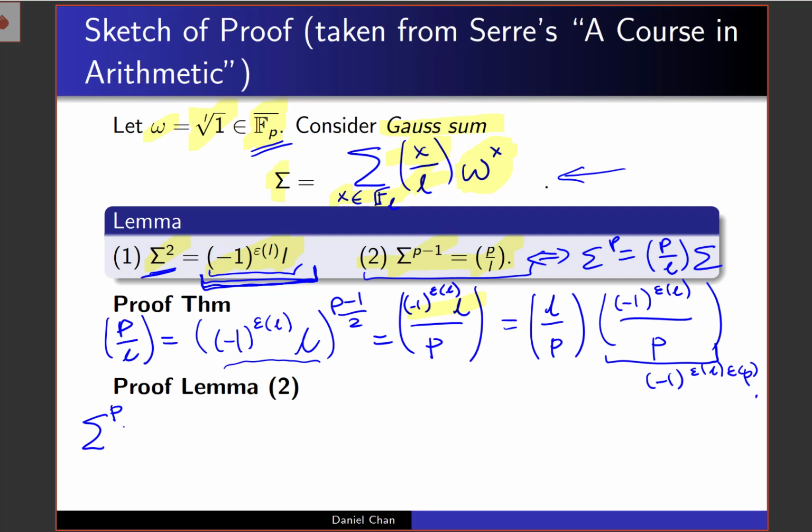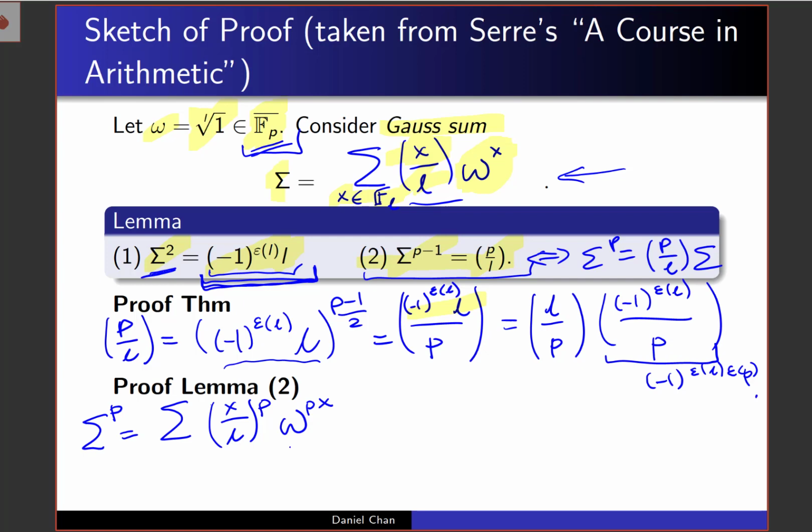Now the key point about the sigma to the p is here we're working inside this algebraically closed field of characteristic p. So you've got the Frobenius homomorphism. Since this is a ring homomorphism, to take the pth power of this, you just take the pth power of everything. So you have the sum over all these x's, and you have the pth power of this Legendre symbol, and then you have this pth power of this omega to the x, which is this lth root of unity.